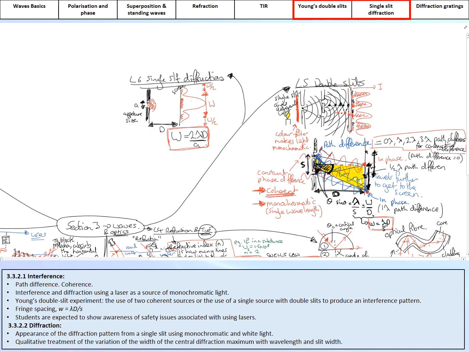The other thing is that the intensity drops off. So if you have to draw this, you have to make sure that the central one is twice as wide and the intensity is lower.